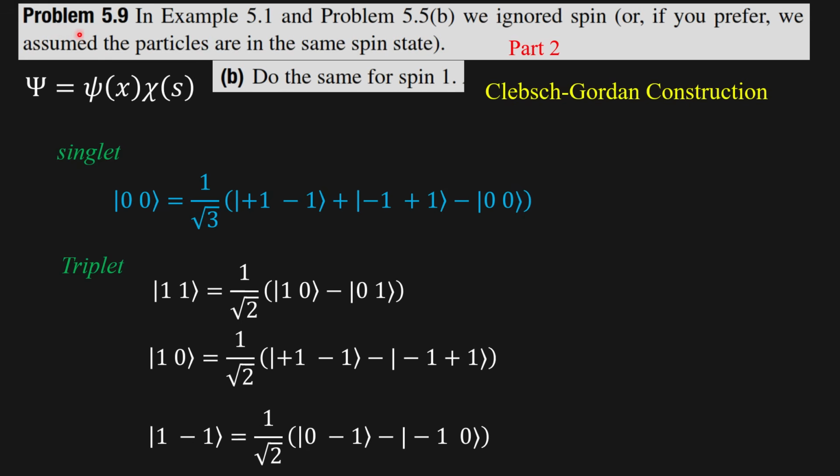Today we are going to continue problem 5.9 of Griffiths, third edition, Introduction to Quantum Mechanics. This is part 2. In part 1 we saw the degeneracy and the energy levels for a spin-1/2 particle. Now we are going to see the same thing for a spin-1 particle, for which we are going to use a Clebsch-Gordan construction.